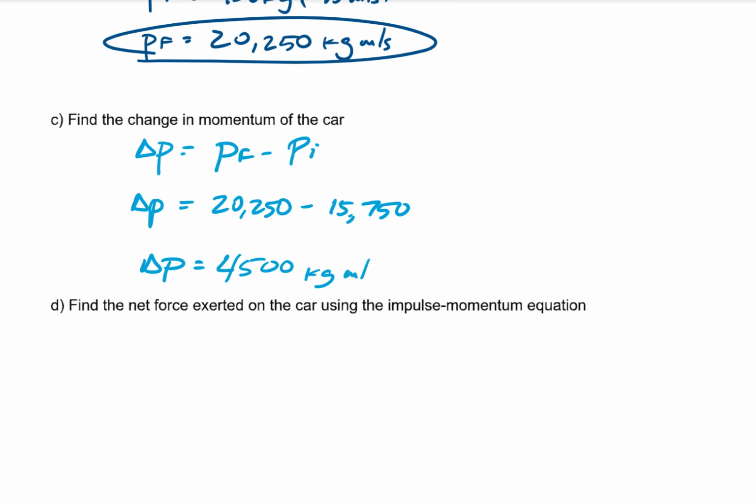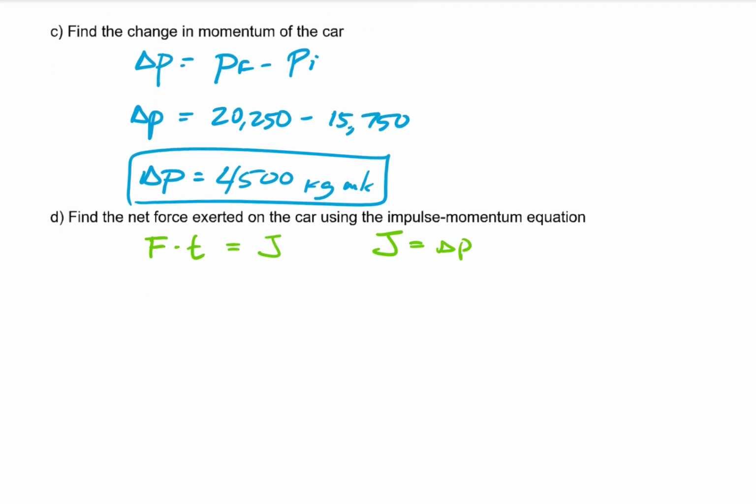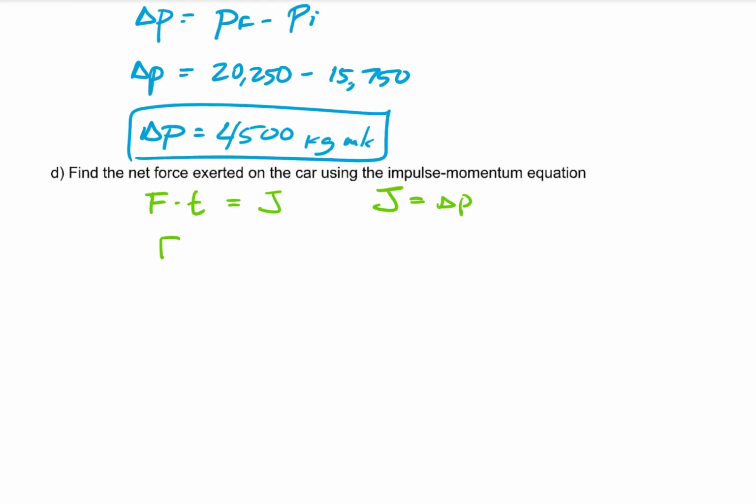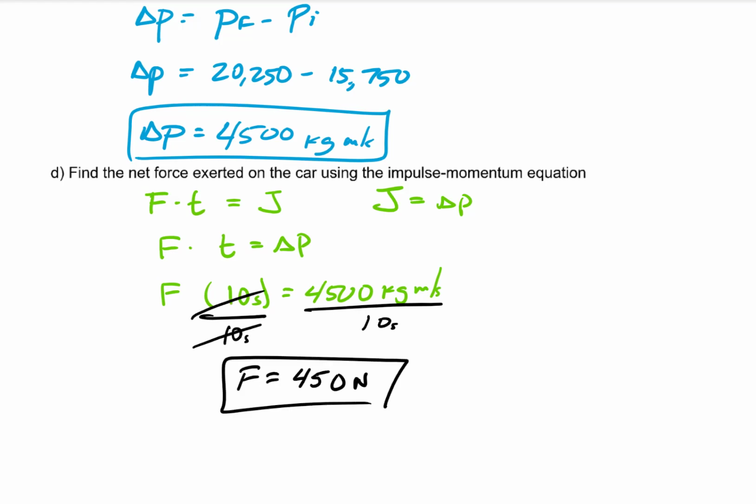From here, if I want the force, force times time is equal to impulse, and I also know impulse is equal to the change in momentum, so I can substitute for impulse, and I get force times time is equal to the change in momentum. Well, I want to know the force. I know the time is 10 seconds, so force times 10 seconds is equal to the change in momentum, 4,500 kilogram meters per second that we just found. Divide both sides by 10 seconds, and we end up with a force of 450 kilogram meters per second squared, which is 450 newtons.